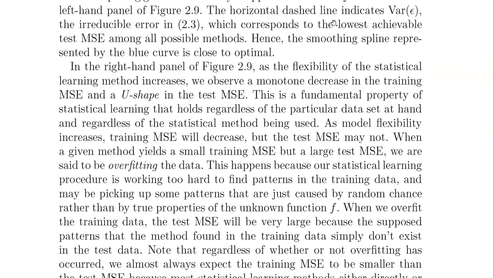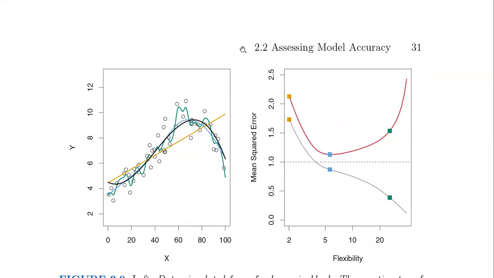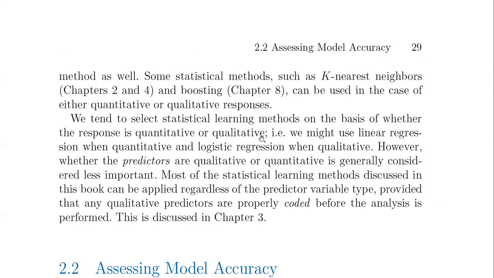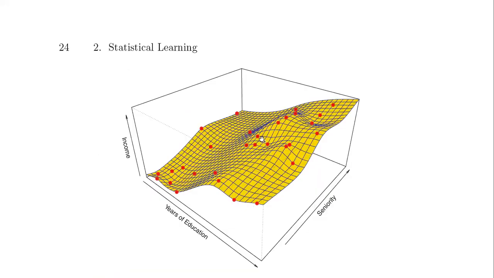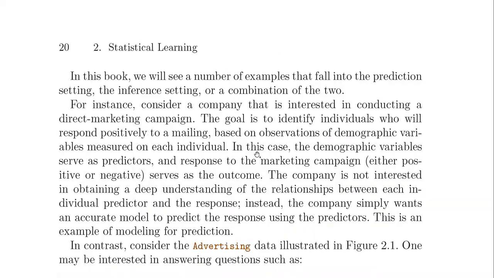The horizontal dashed line. Now, this is something we haven't discussed yet. It indicates, now we have this over here, Var(epsilon), the irreducible error in 2.3. Let's take a step back. What is epsilon? Epsilon is our error term.